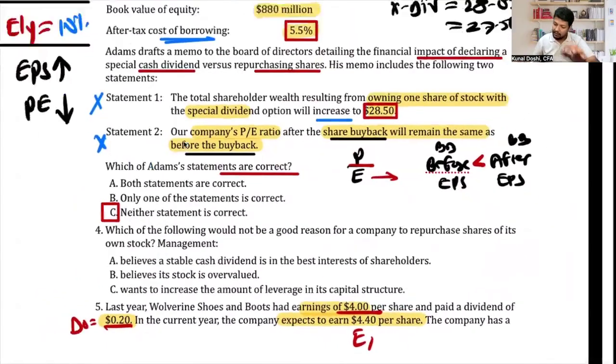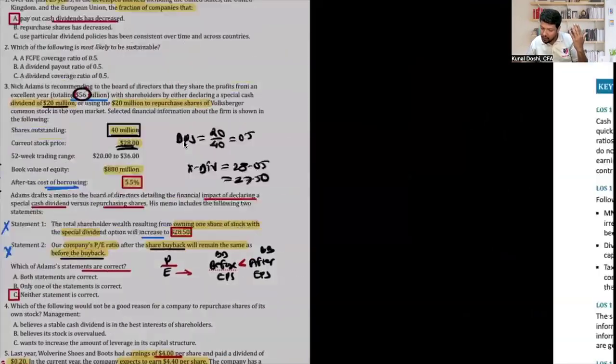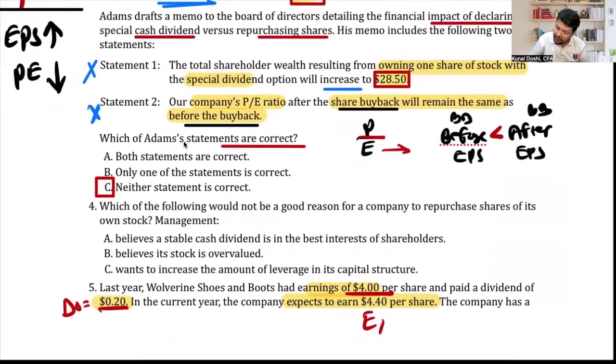Look at question number 4. We can try question number 4 also. We've done first, we've done third, we can do fourth, we've done fifth. Which of the following would not be a good reason for a company to repurchase shares of its own stock? Means you have to look out which is not the good reason. Okay. Management believes a stable cash dividend is best.